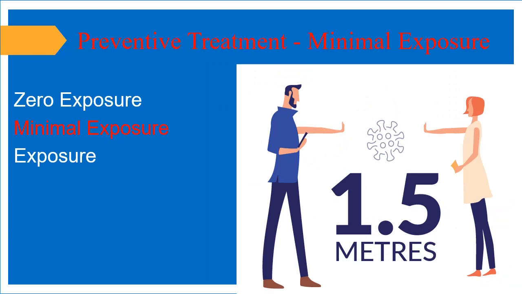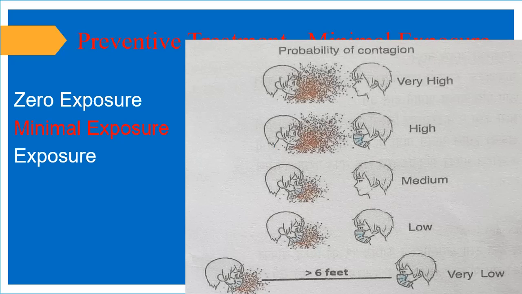Wear a mask. If both infected and susceptible do not wear a mask, risk of infection is very high. If the infected does not wear a mask and the susceptible wears a mask, risk of infection is high. If the infected wears a mask and the susceptible does not wear one, risk of infection is medium. If both wear a mask, risk of infection is low.